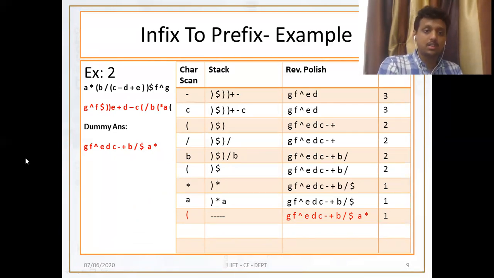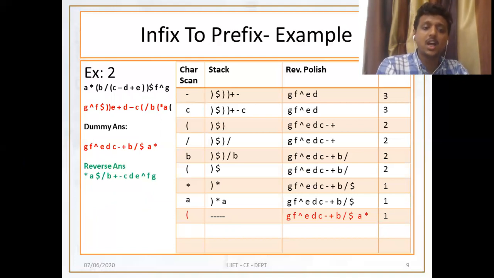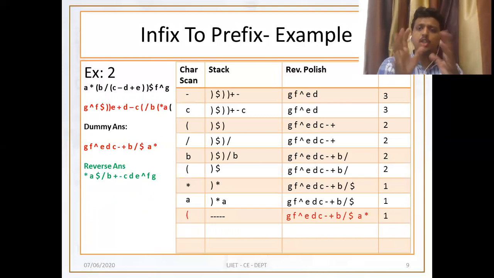You need to just reverse it. After reversing the answer, you will get the right answer: star A dollar division B plus minus C D E caret F G. So what we are doing here is we first convert our infix expression into the reverse. We reverse our infix string, then append the opening bracket, then apply the infix to postfix algorithm there, get the answer, again reverse the answer, and this is the answer.